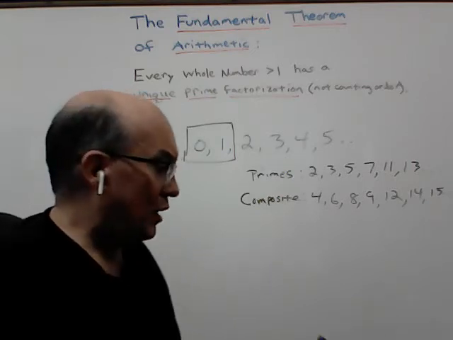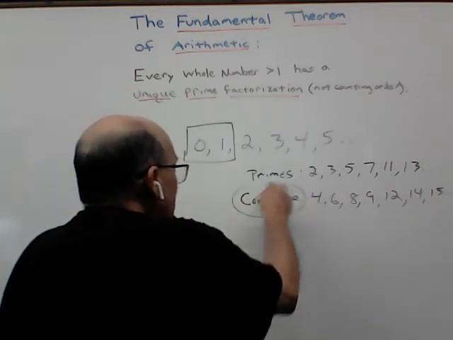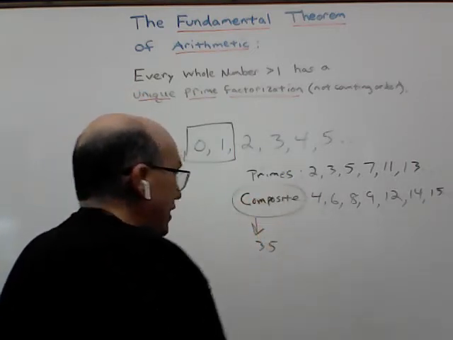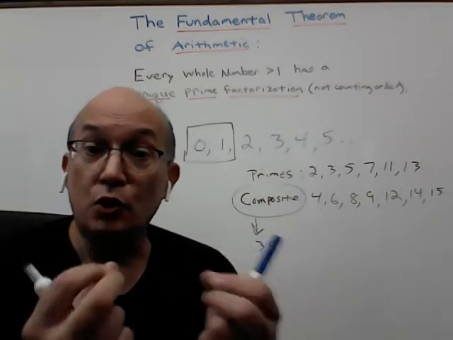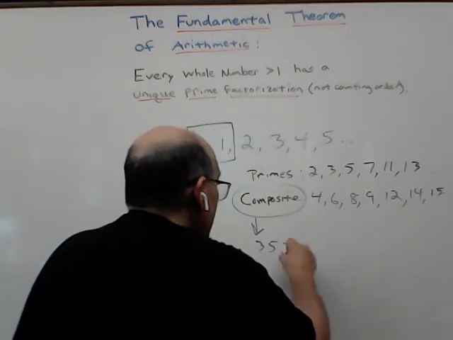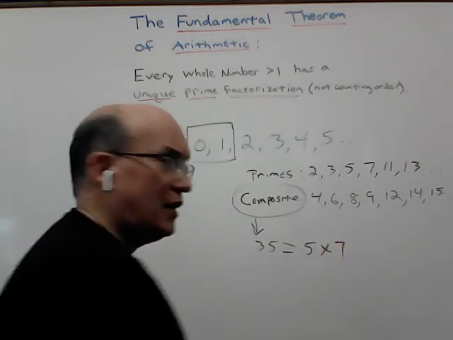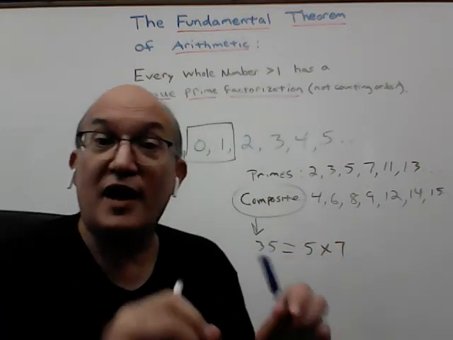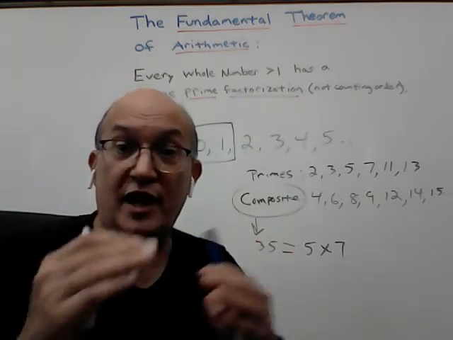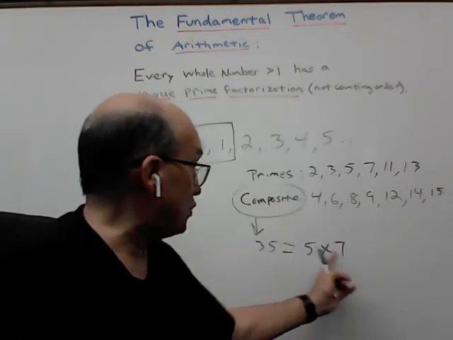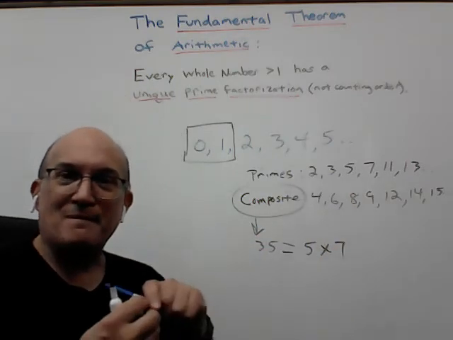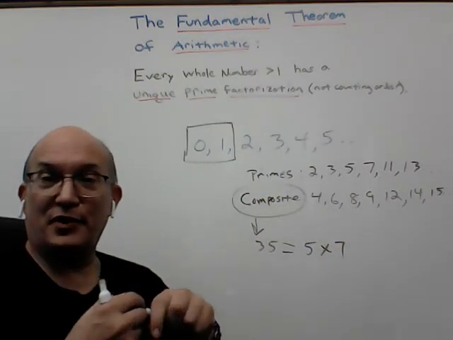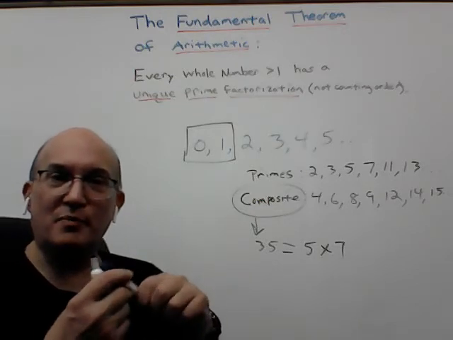And why is that? Well, a composite number would be 35. It's composite because it's made up of 2 primes multiplied together. It's 5 times 7. 35 is sort of made up of a 5 times a 7. It's made up of 2 primes multiplied together, and those are the only 2 primes that multiply to 35. That's the fundamental theorem of arithmetic.